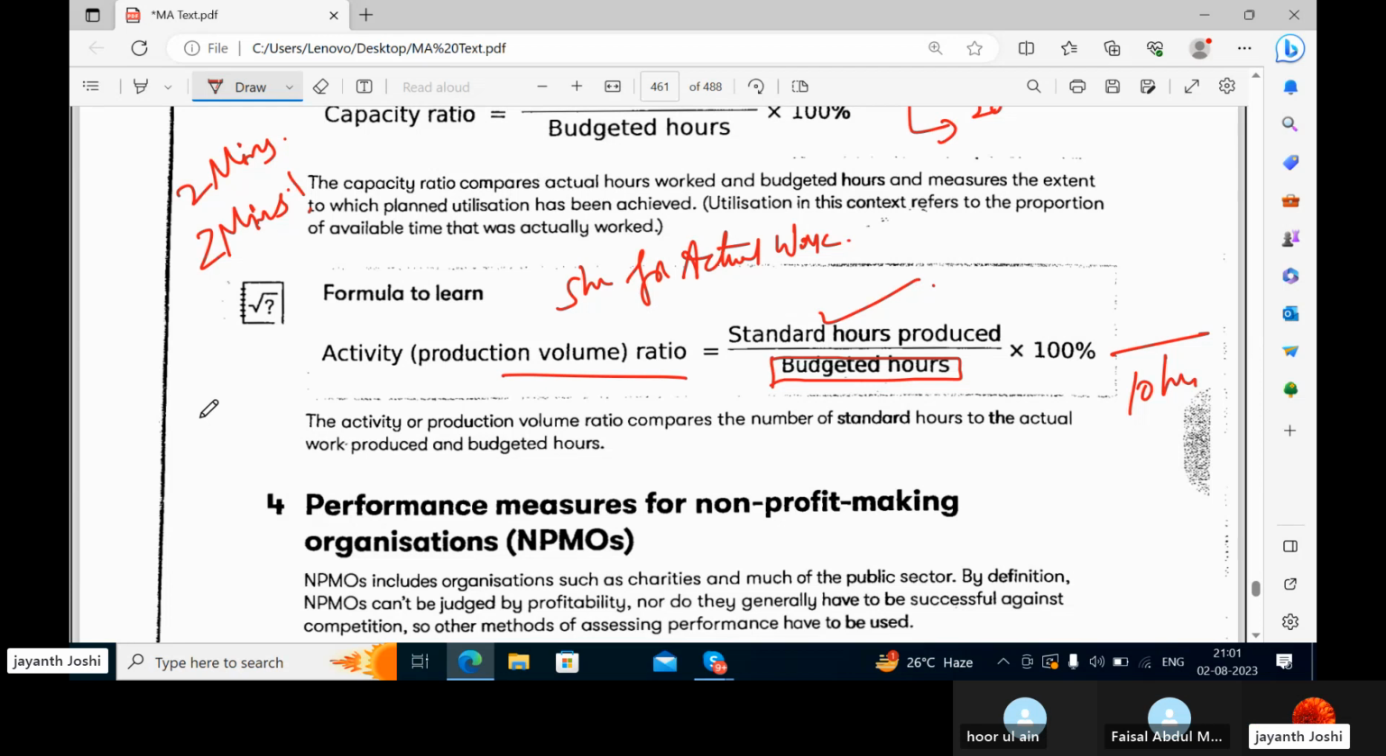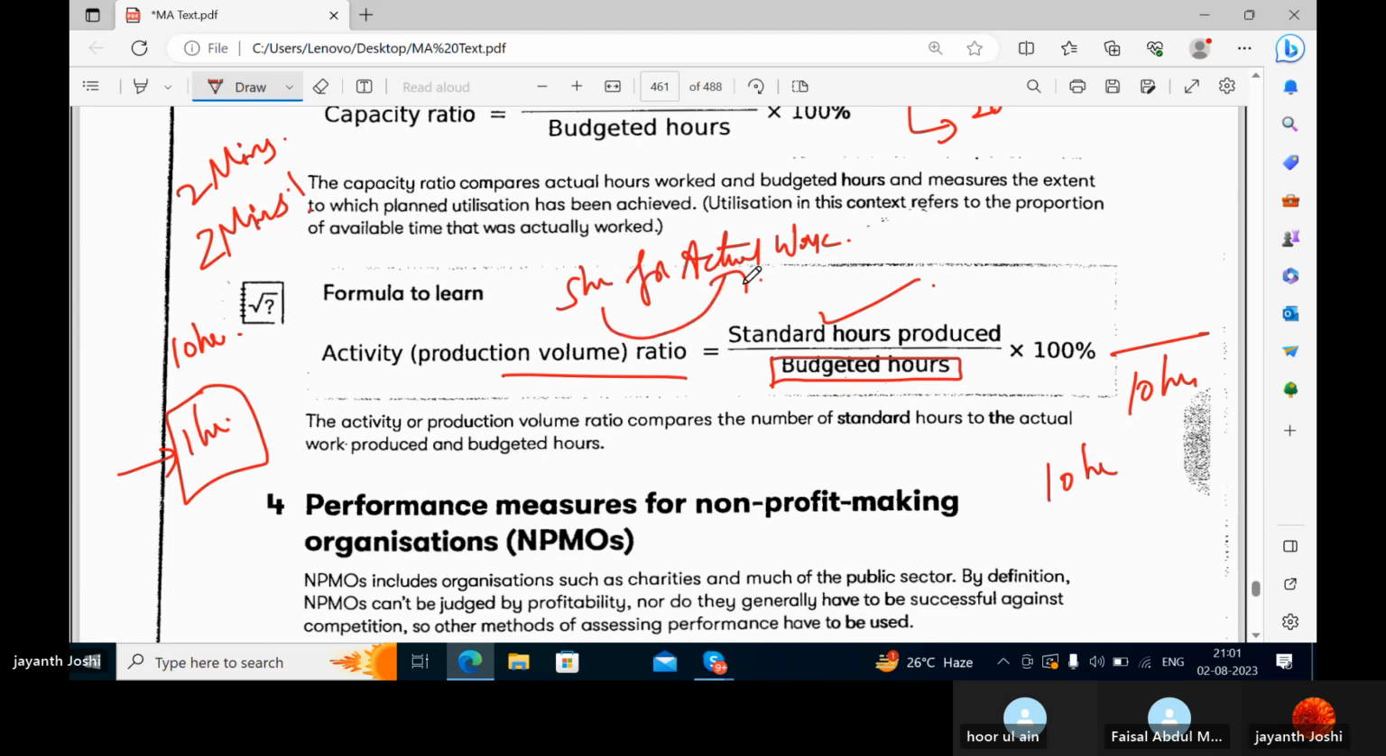So let's say for doing some task, it takes just 1 hour. Please understand, this is very important. To do some task, the standard time you have allocated is 1 hour, and the work you have done in 10 hours. So how much time have you taken? 10 hours. That is the standard hours for actual work. Here the point is given: the activity or production volume ratio compares the number of standard hours for actual work produced and budgeted hours.